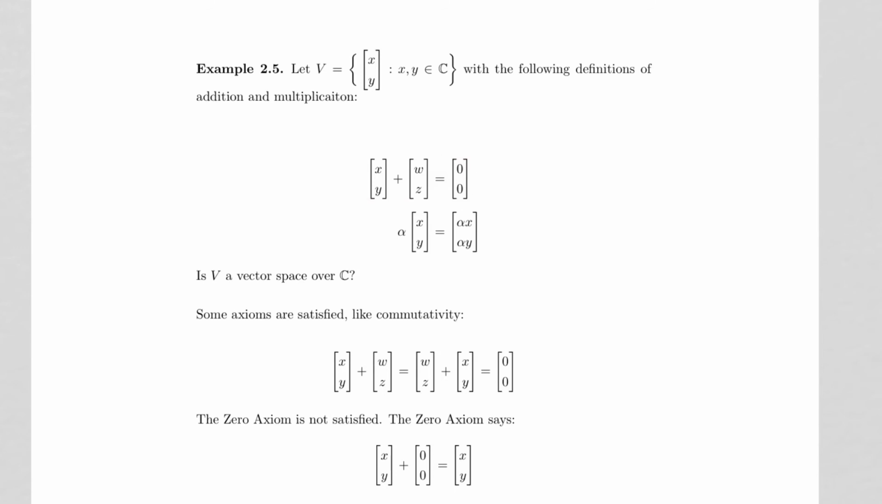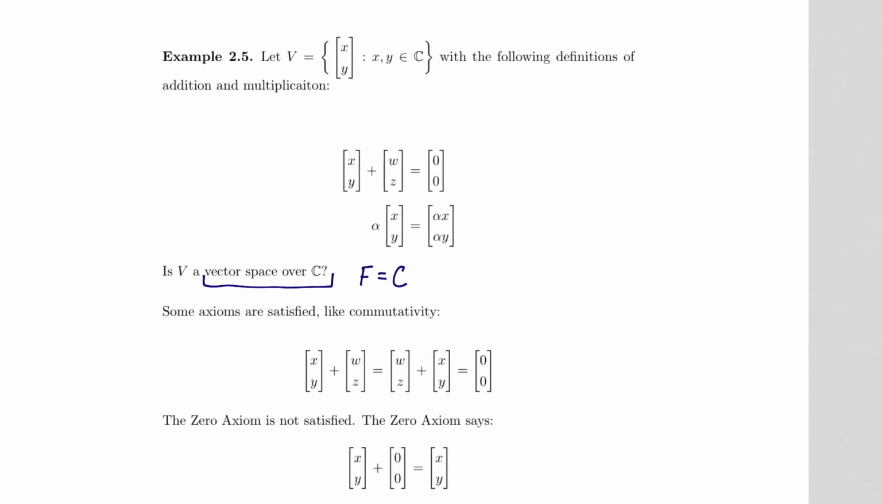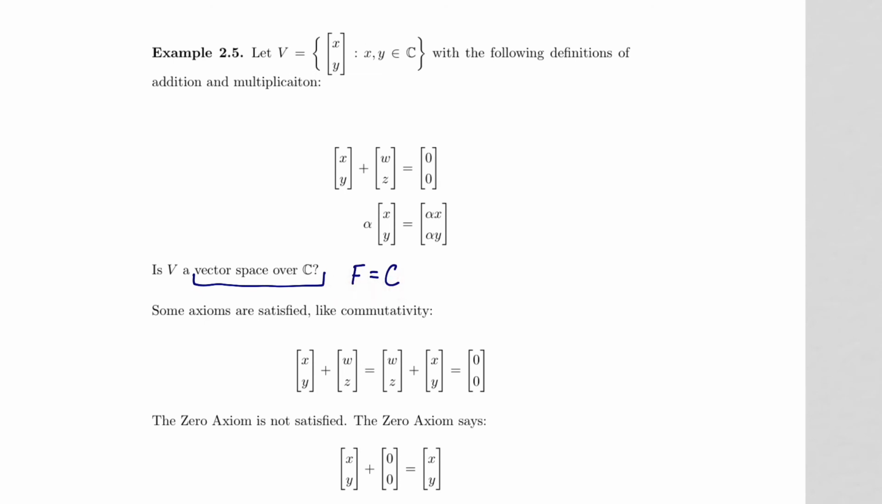But we can make up anything we want. The only question is, well, then is this going to be a vector space? The definition of multiplication is the same as for C2. So alpha times a vector is just a vector whose components are alpha times the components of the original vector. And we want to know, is V a vector space over C? And this language, remember, means that C is our field. So F is C in this case. Well, we need to check the axioms.